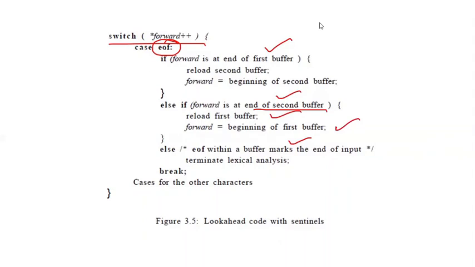If it is neither of these and you encounter EOF, it means that you have reached the end of the input. You have finished scanning the entire program, so you terminate the lexical analysis. So you have a break. And now this is just a code segment. For the other characters, you have different cases. If it is plus, if it is multiply, if it is something else, these are the cases for the other characters.